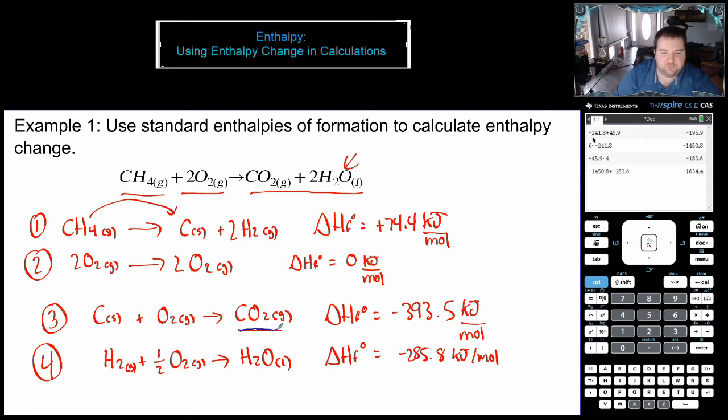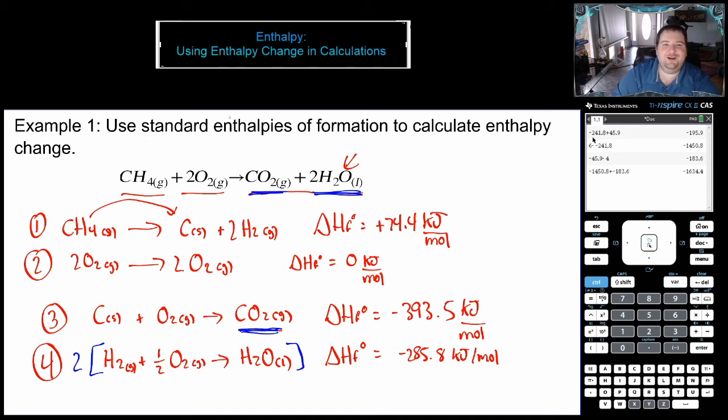We've definitely created our CO2 here, right? So we're good on this product, but how many moles of H2O do I need? I actually need 2 of them. So what am I gonna have to do to this equation? I'm gonna have to multiply by 2.